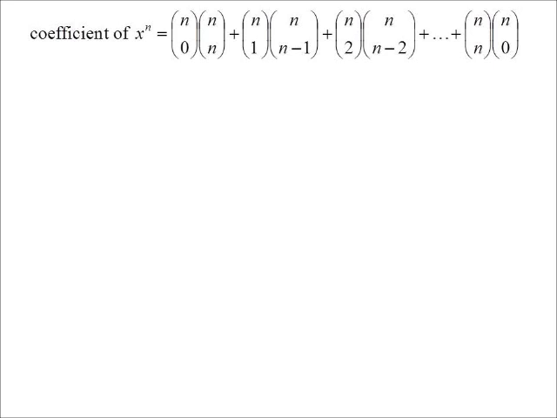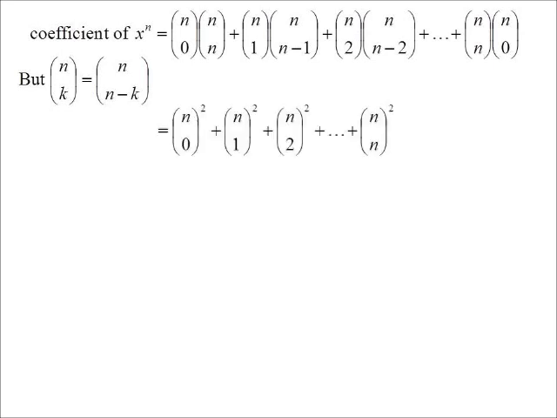Well, the other thing we know about the binomial coefficients, or Pascal's triangle, is the symmetry. So nC0 and nCn are in fact the same thing, and nC1 and nCn minus 1 are the same thing. So I could rewrite that to be nC0 squared plus nC1 squared, and so on, which in sigma notation is the left-hand side of what we're trying to prove.